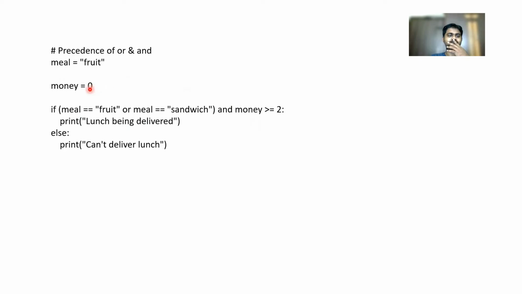And must and should satisfy money greater than or equal to 2. But what do we have here? Money equal to 0. So 0 greater than or equal to 2 is false. So when will AND be true? When both are true, it will be true. In remaining all cases, it will be false. So if it is false, it goes to else part. So we'll get output can't deliver lunch.